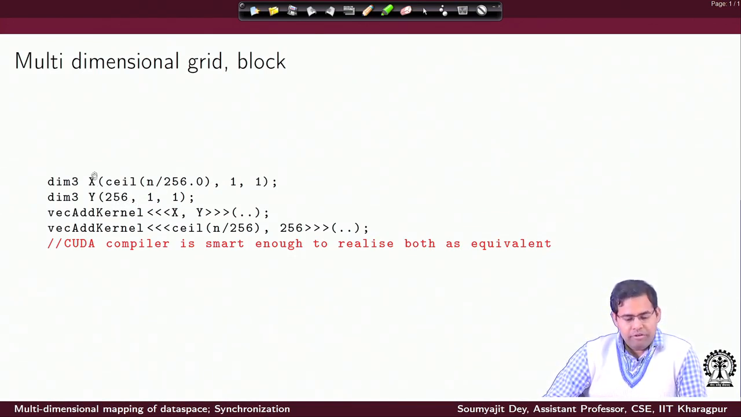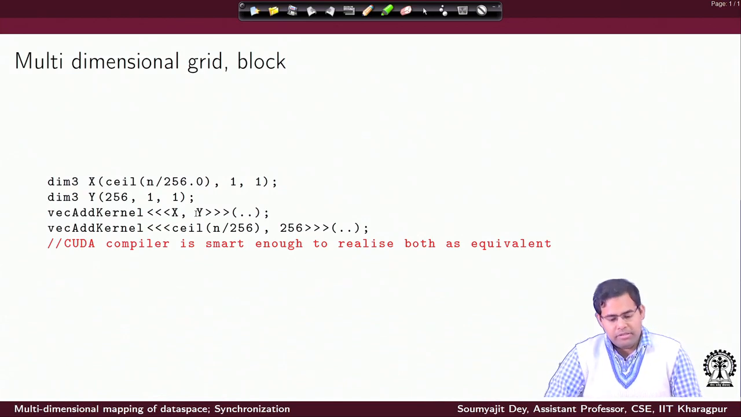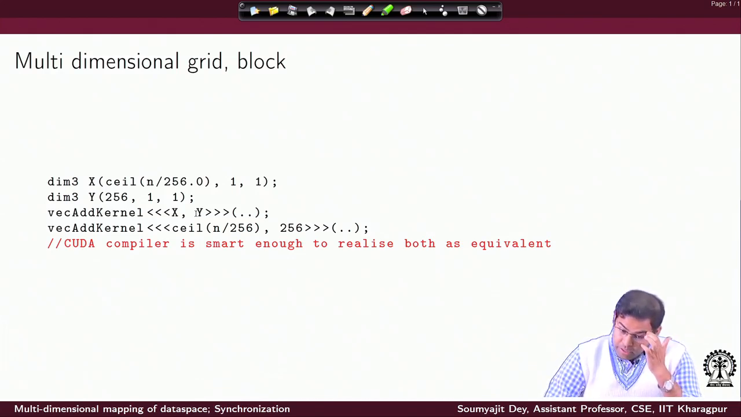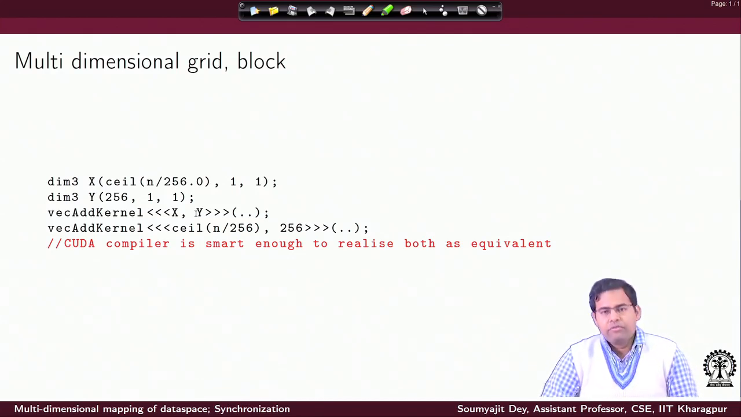So, with this definition of x and y, when you are launching the vcat kernel, what is happening is you are passing this x and y as launch parameters for the kernel. When the kernel is launched, the threads get packed into, I would say, tightly knit blocks of 256 size, and in total this n by 256 number of blocks are getting launched.